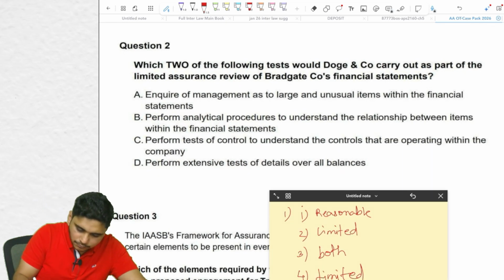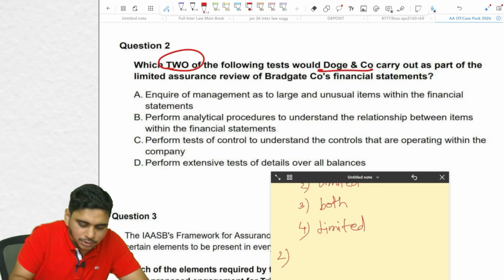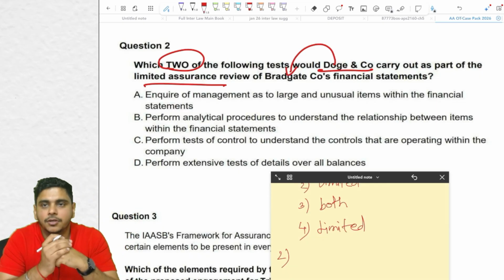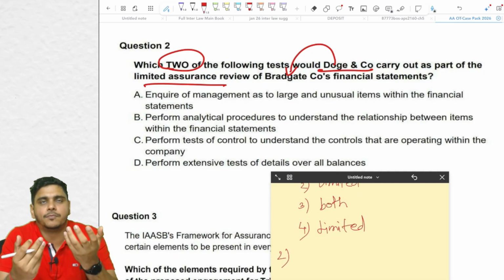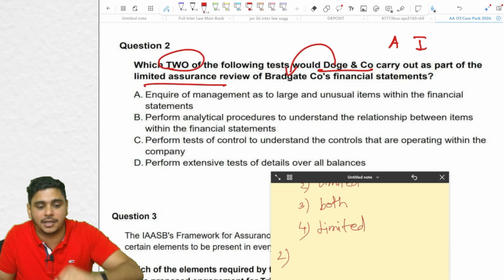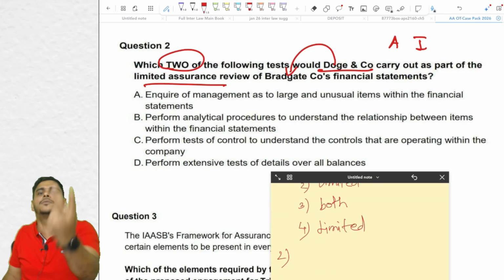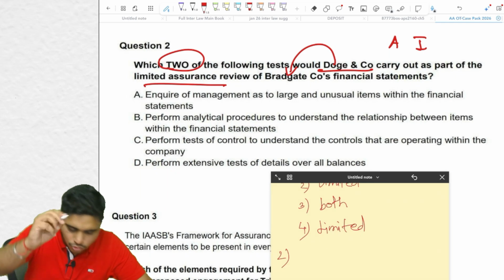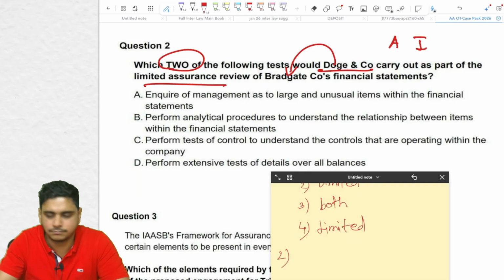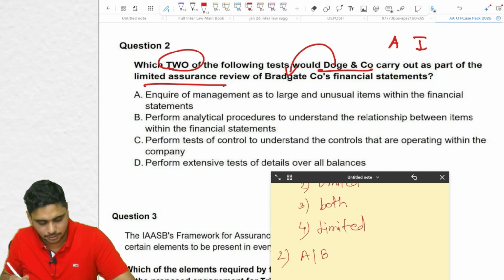Question number 2. Which two of the following tests would Doge and Co carry out as part of a limited assurance review? So basically Doge is doing a review. In a review, what do you do? You do two kinds of procedures, if you remember. A and I. A is analytical procedures. I is inquiry. These are the two processes. In the entire review concept we have studied only two processes, A and I. Choose your answer. So my answer is A and B.